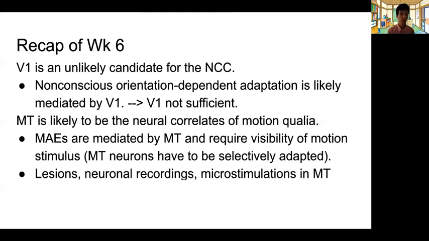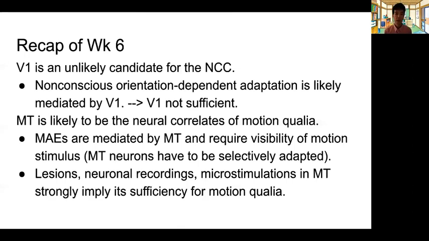And taken together, all these imply it's likely that the MT neuron activity and its connectivity is sufficient for motion qualia.